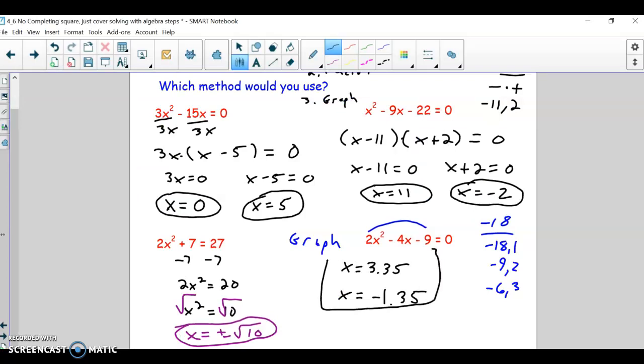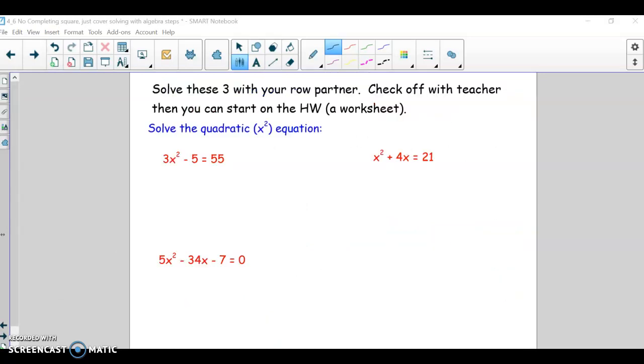And it turned out a lot easier. Actually, couldn't even factor. So in that one, factoring didn't work and algebra steps didn't work. So our only hope was the graph method there. Okay, so I'm not actually going to go through and solve these ones. And you don't have to either unless you want more practice.